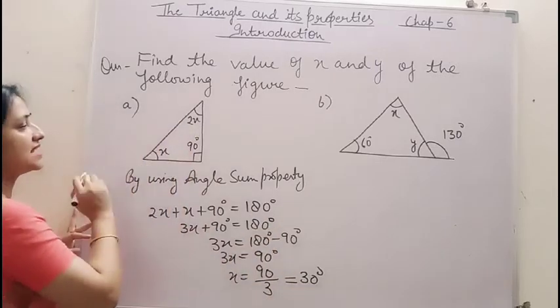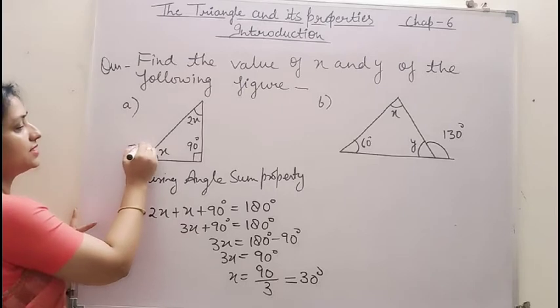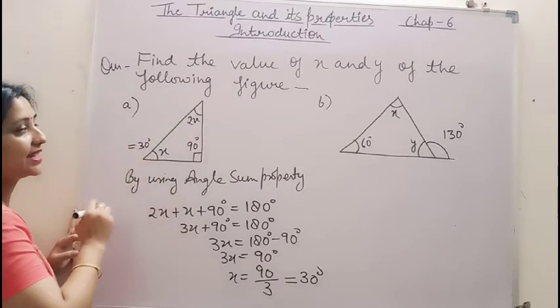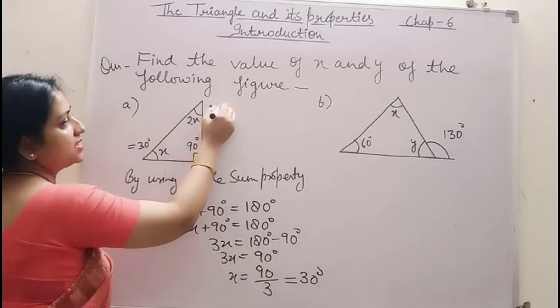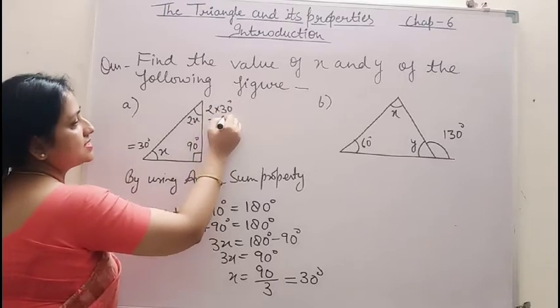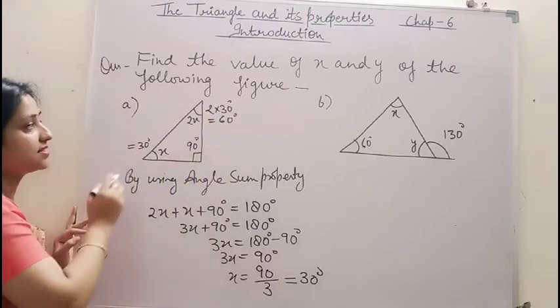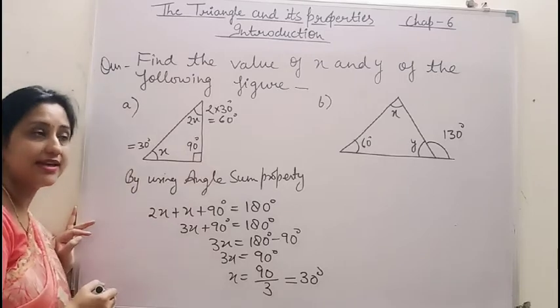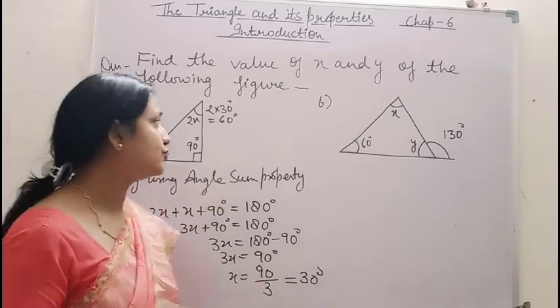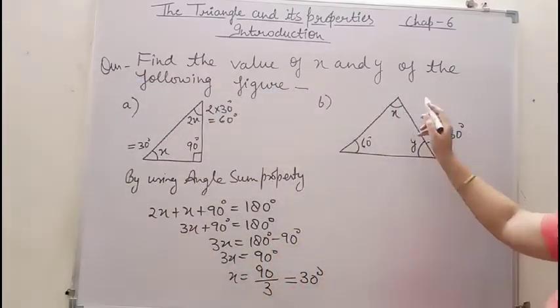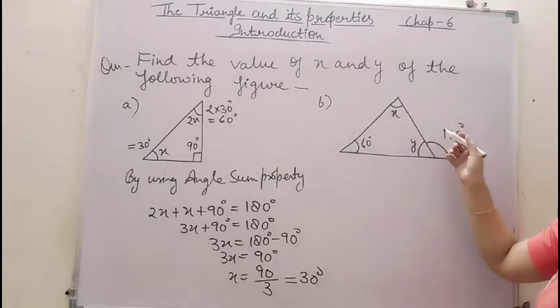So the value of this angle is equal to 30 degree, and the value of this angle, this is 2x. So 2 into 30 is equal to 60 degree. So this one is 30, this one is 60, and this one is 90. Now next move to B part. In this triangle, you have to find out the value of x and y.